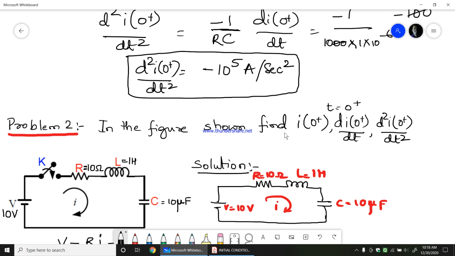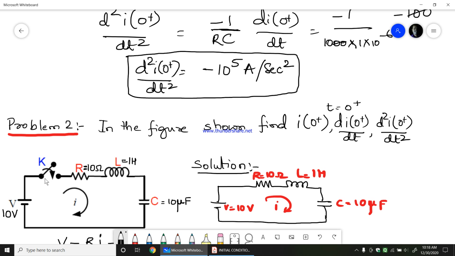But they haven't mentioned anything like the capacitor being initially charged or any initial current flowing through the inductor in the problem. So by default you should assume there is no initial charge across the capacitor and no initial current flowing through the inductor. No initial status of the components is given, so you assume all those as 0.